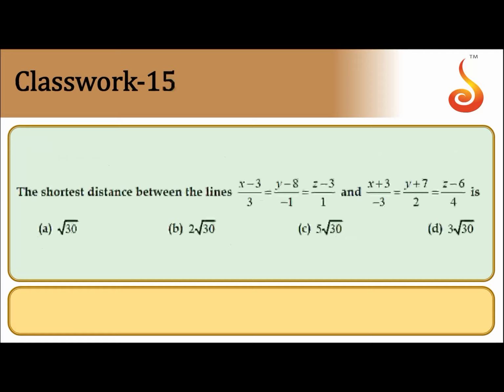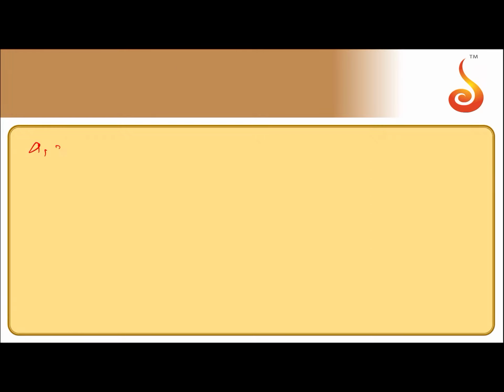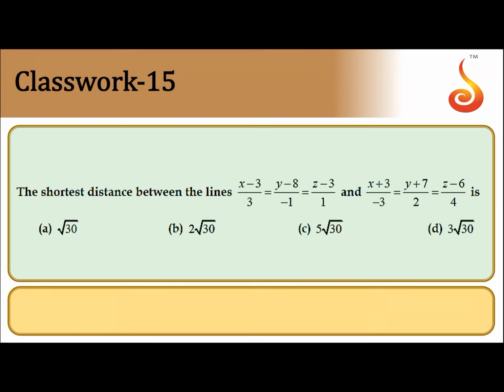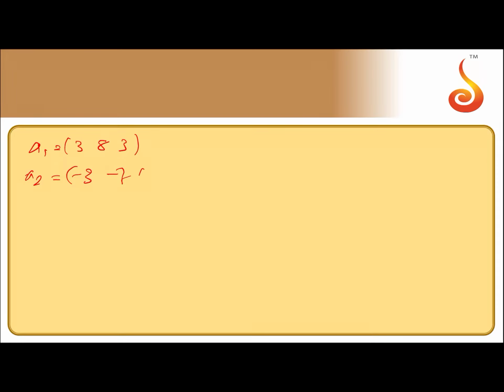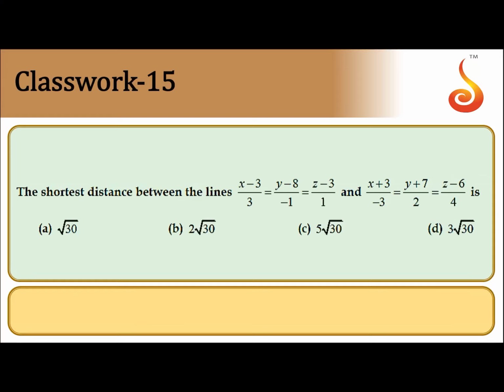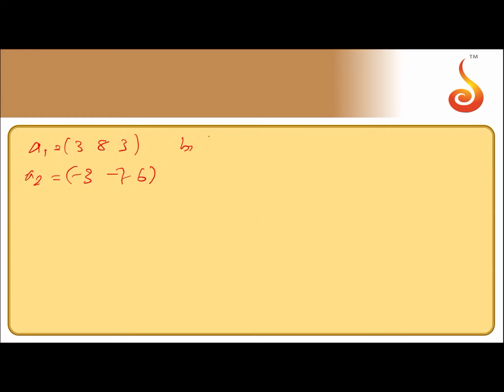Coming to the next one, the shortest distance between the two skew lines. Of course, it is a direct formula. So let me take up the point on the line. A point on the line is 3, 8, 3. A point on the second line now: minus 3, minus 7, 6. And the DRs of the first one: 3, minus 1, 1. And DRs of the second one: minus 3, 2, 4.